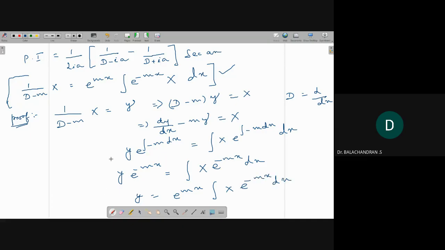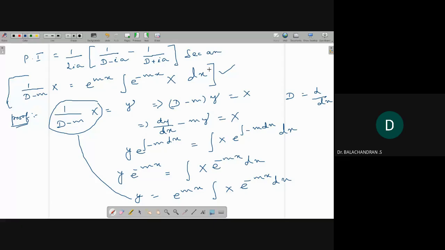So this y is nothing but 1 by d minus m into x. So 1 by d minus m into x is equal to e power mx integral x into e power minus mx into dx. Okay, so now I am going to apply this result.